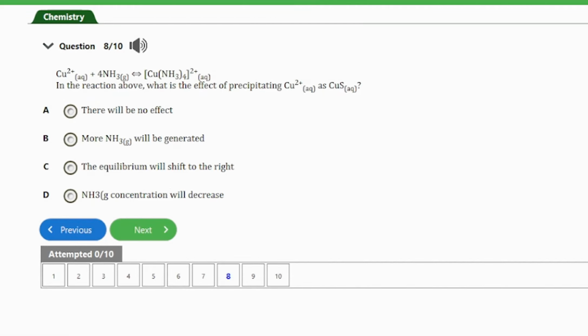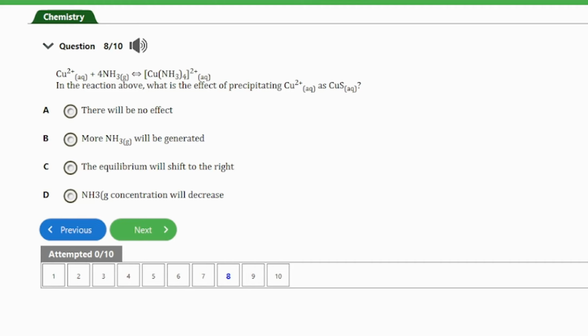So we have an equation of a reaction here, and the question says, in the reaction above, what is the effect of precipitating copper ion in aqueous solution as copper sulfide aqueous solution? A, there will be no effect. B, more ammonia gas will be generated. C, the equilibrium will shift to the right. D, ammonia gas concentration will decrease.